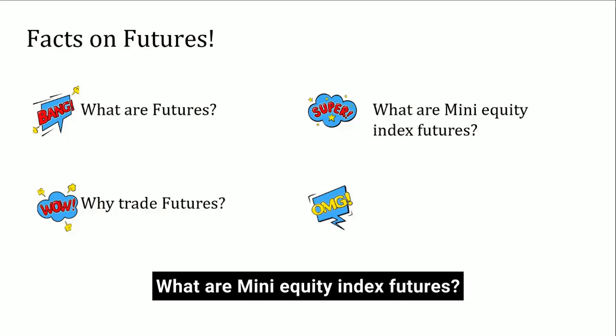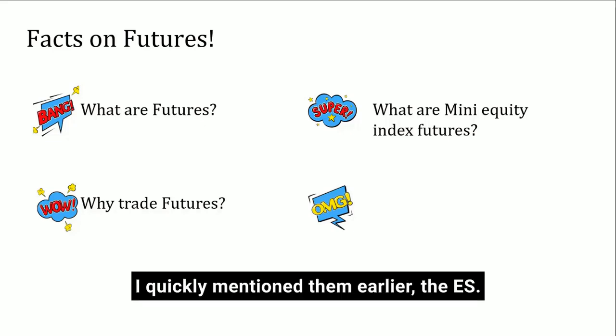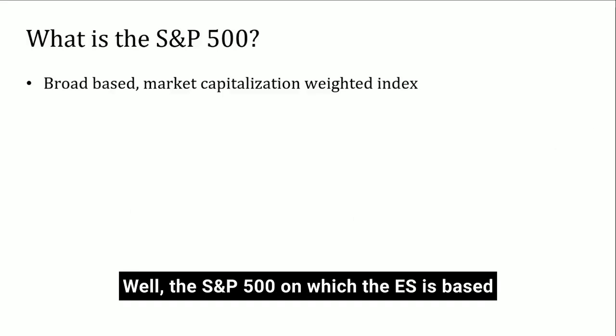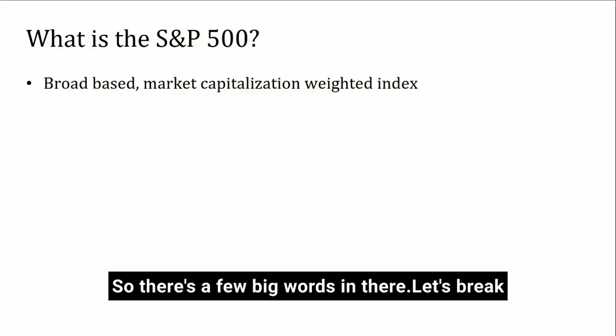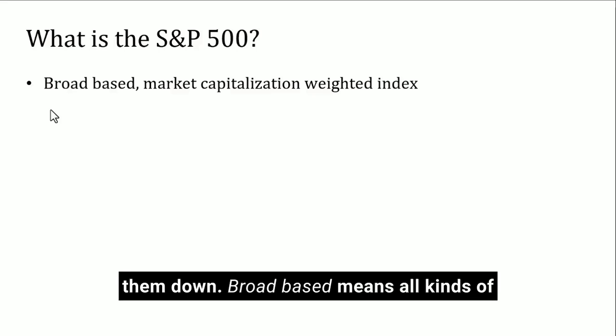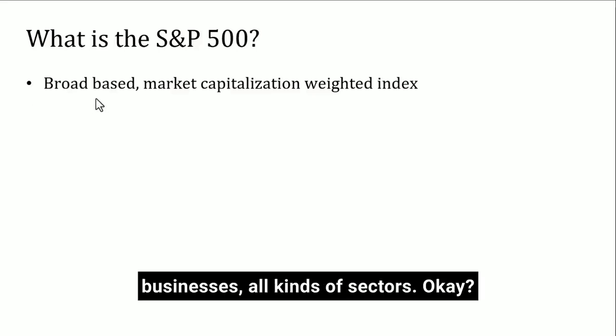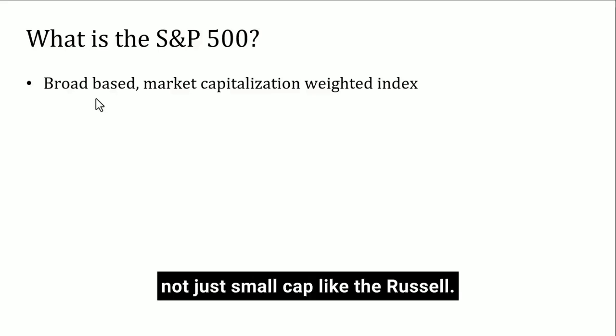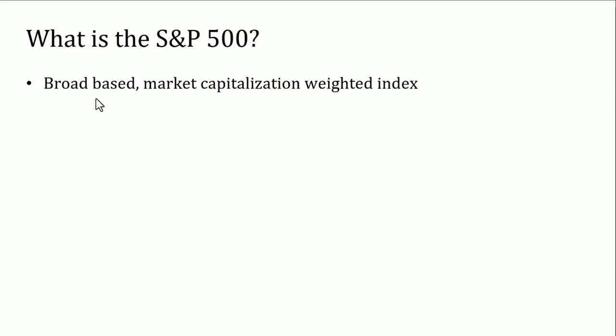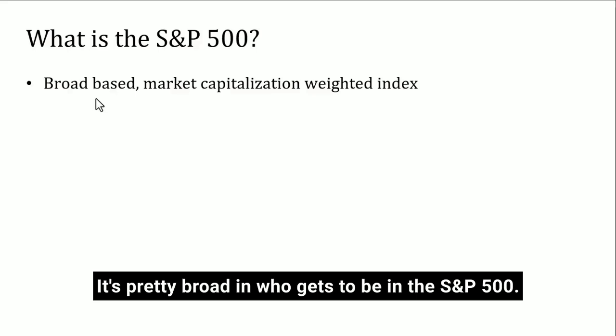Mini equity index futures, right? I quickly mentioned them earlier, the ES. Well, the S&P 500, on which the ES is based, is a broad-based, market capitalization weighted index. So there's a few big words in there. Let's break them down. Broad-based means all kinds of businesses, all kinds of sectors, okay? It's not just technology like the NASDAQ. It's not just small cap like the Russell. It's pretty broad in who gets to be in the S&P 500.